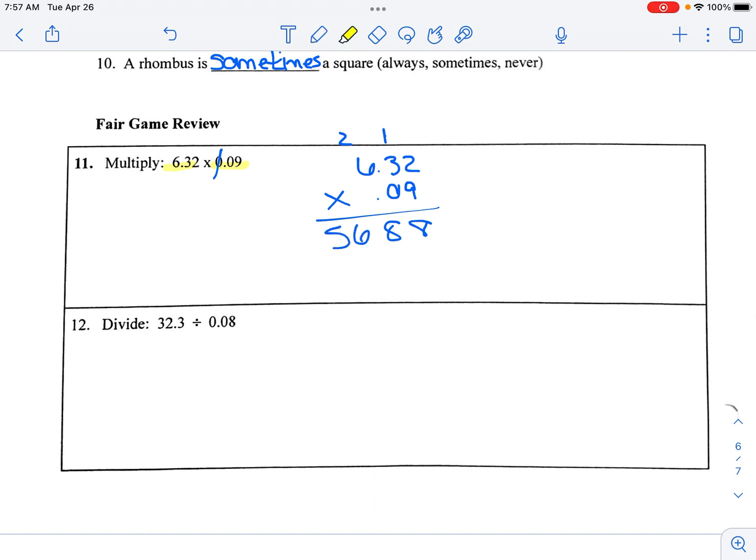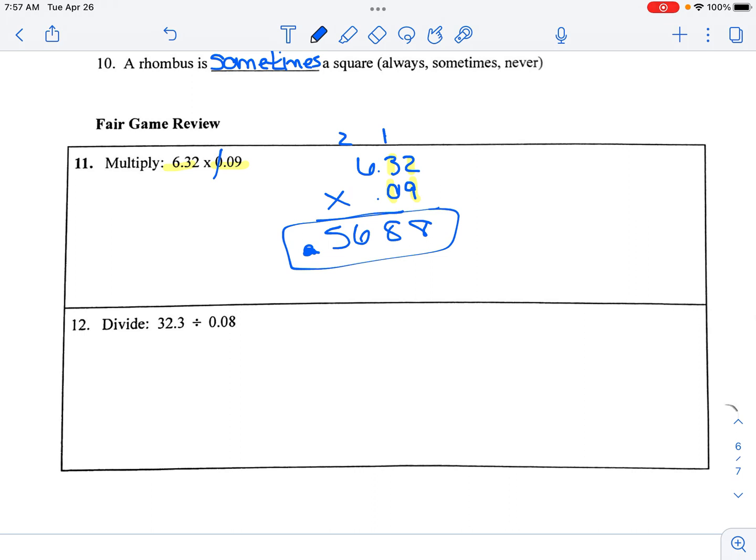Now, go back and look at how many digits you had behind the decimal. You had a 3, a 2, a 0, and a 9, all behind the decimal. So that means you need 4 digits behind the decimal. So that product should be 5,688 10,000ths.